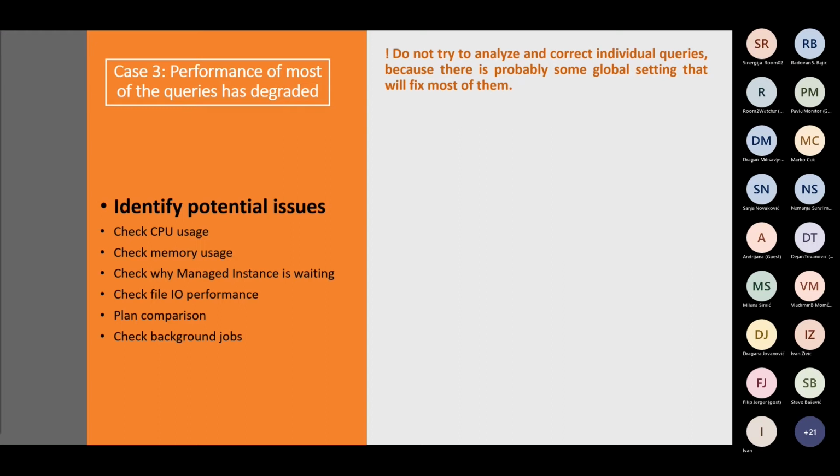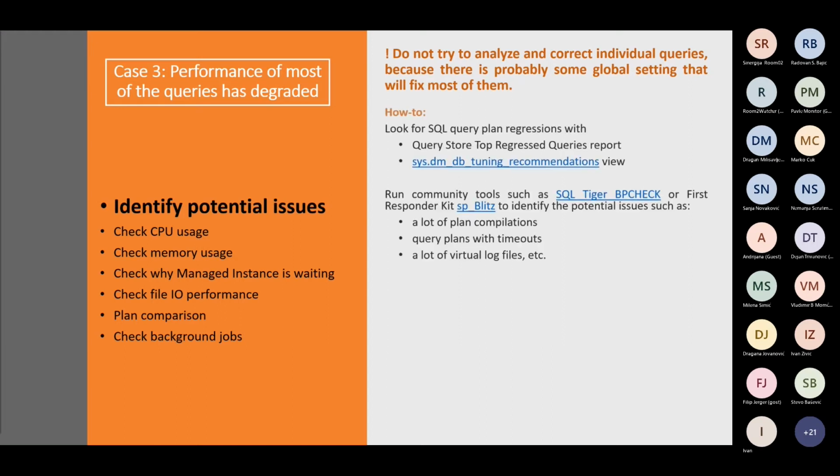First, check for the underlying issues that may cause the performance problems. And here are some scripts that you can use. You can check the tuning recommendations view, or open the query store, the top regressed queries. You're accessing that the same as I already showed you. So you're doing this to see if there are some SQL query plan regressions.